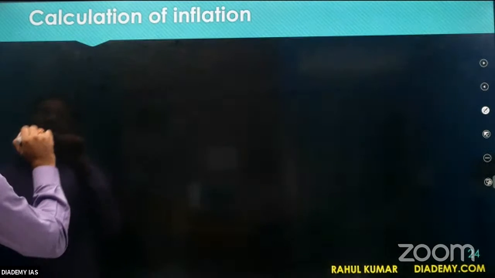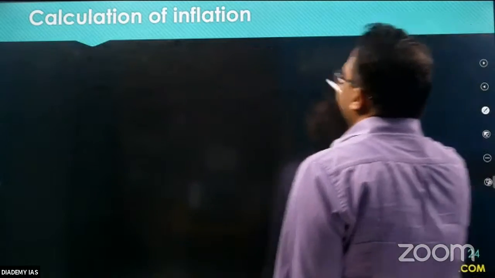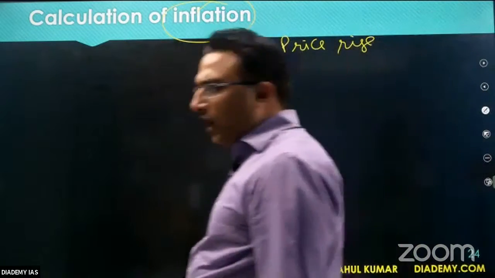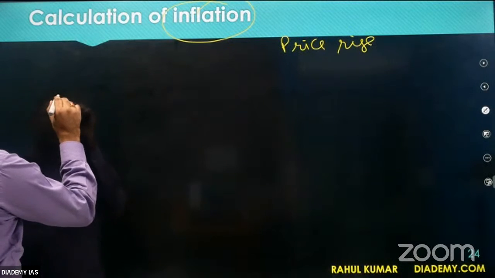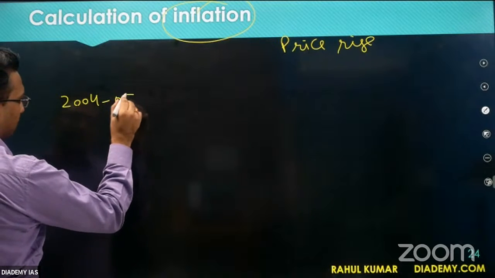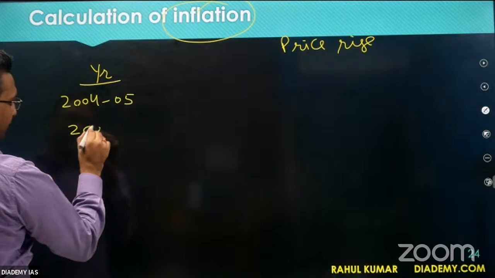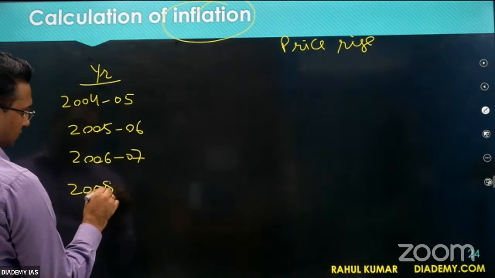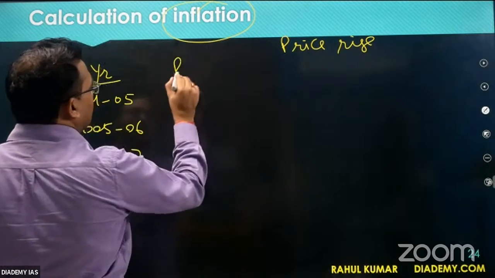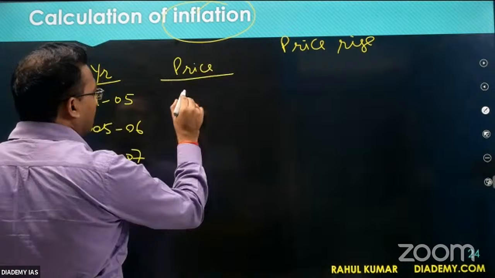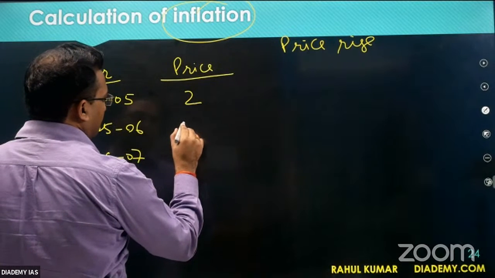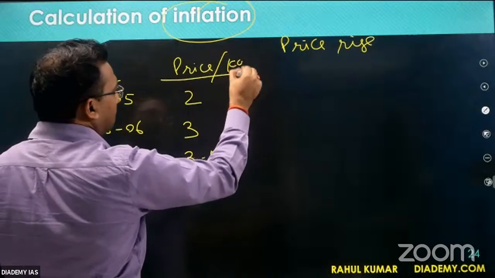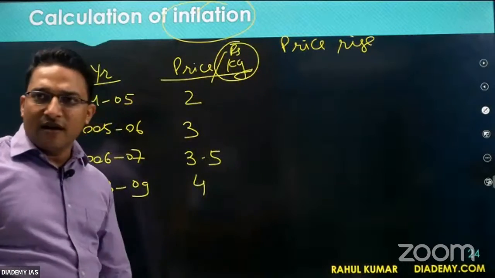First of all, what is the meaning of inflation? Inflation means price rise. Now, suppose we take an example: 2004-5, 2005-6, 2006-7, and 2008-9. Suppose the price of a commodity of any item is 2 rupees per kg, 3 rupees per kg, 3.5 rupees per kg, and 4 rupees per kg. Price, rupees per kg. Okay, this is the price.